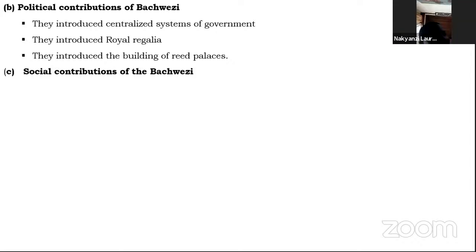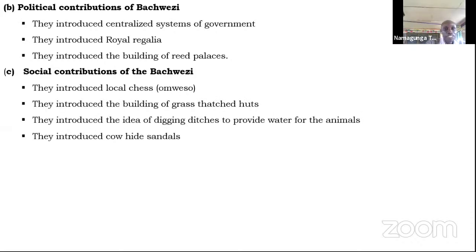They introduced cowhide sandals. Very good, Laura. Now let's move to another one. So we have, they introduced local chess, which was called Omweso. They introduced the building of grass-thatched huts. They also introduced the idea of digging ditches to provide water for their animals. Then we also have, they introduced cowhide sandals. Thank you. Let's look at another one now.